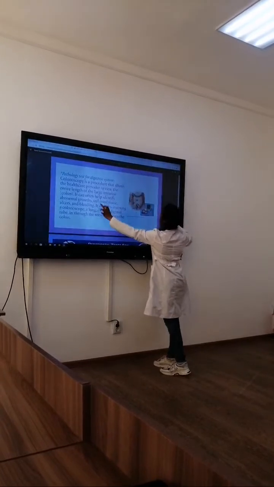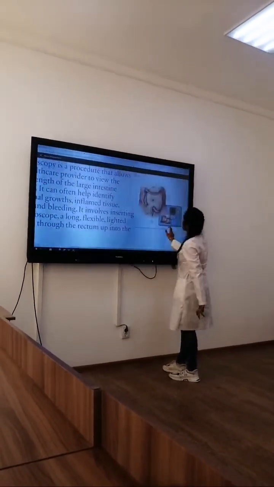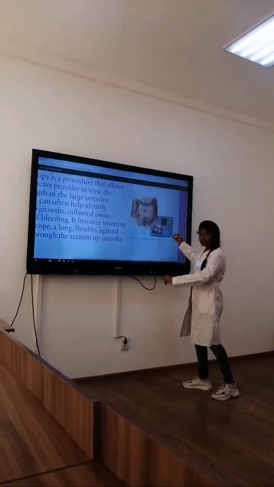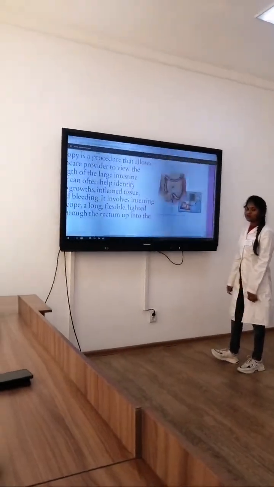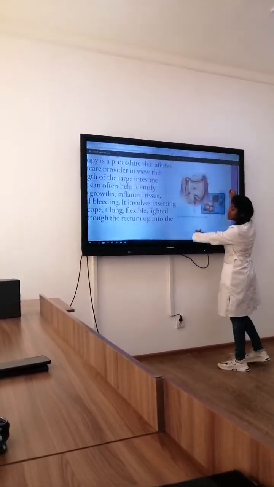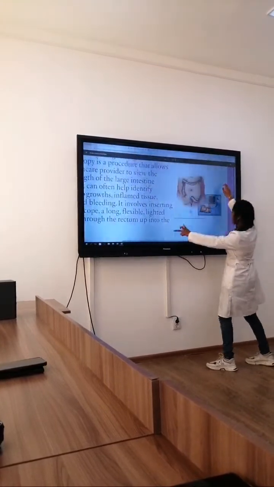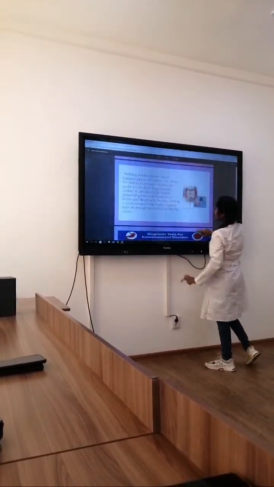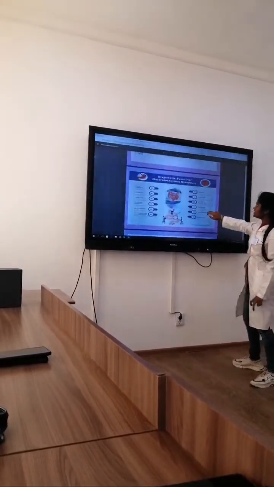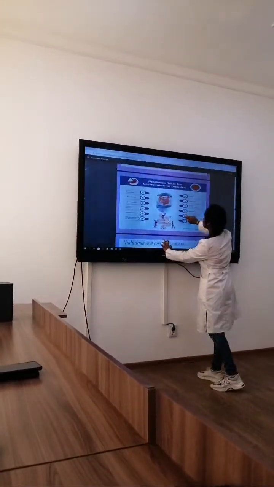You see in this picture, colonoscopy. Instrumental diagnostic of the digestive system. Colonoscope in the colon. This is very painful. Okay. Diagnostic tests for gastrointestinal disorders.